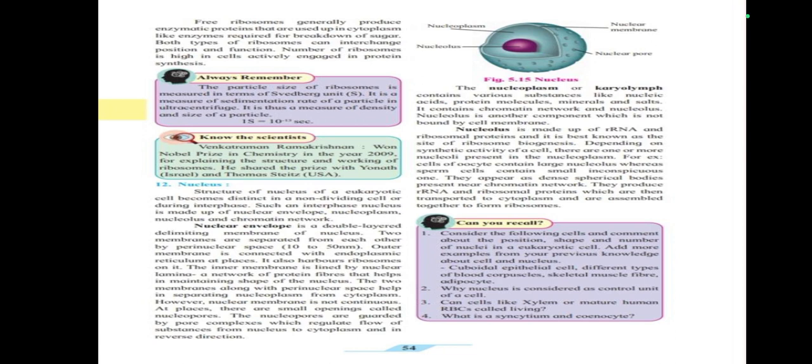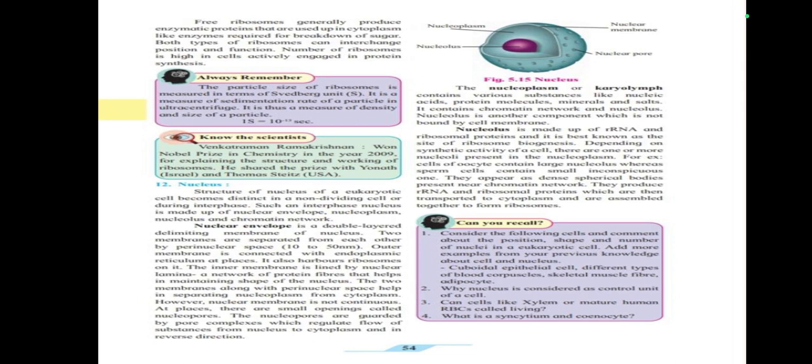However, the nuclear membrane is not continuous at places. There are small openings called nuclear pores. The nuclear pores are guarded by pore complexes, which regulate the flow of substances from the nucleus to the cytoplasm and in the reverse direction. Figure 5.15, nucleus. The nucleoplasm, or karyolymph, contains various substances like nucleotides, nucleic acids, proteins, minerals, and salts. It contains a chromatin network and the nucleolus.